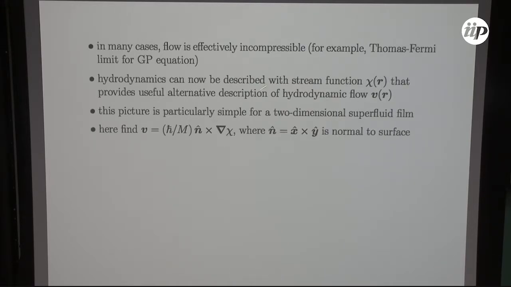Another way of thinking about it, if you have, for example, a Thomas-Fermi limit, is that the system looks incompressible. And therefore, you can also describe it with a stream function. If it's incompressible, the divergence is 0, and therefore you can use a vector potential. In this case, if it's two-dimensional, you can just take the gradient of the stream function and cross it with the normal, and that also gives you the velocity.